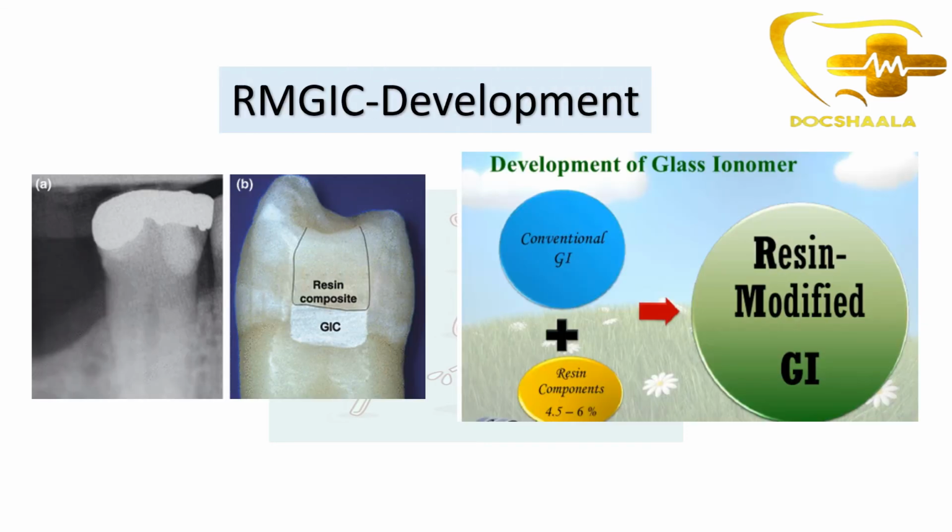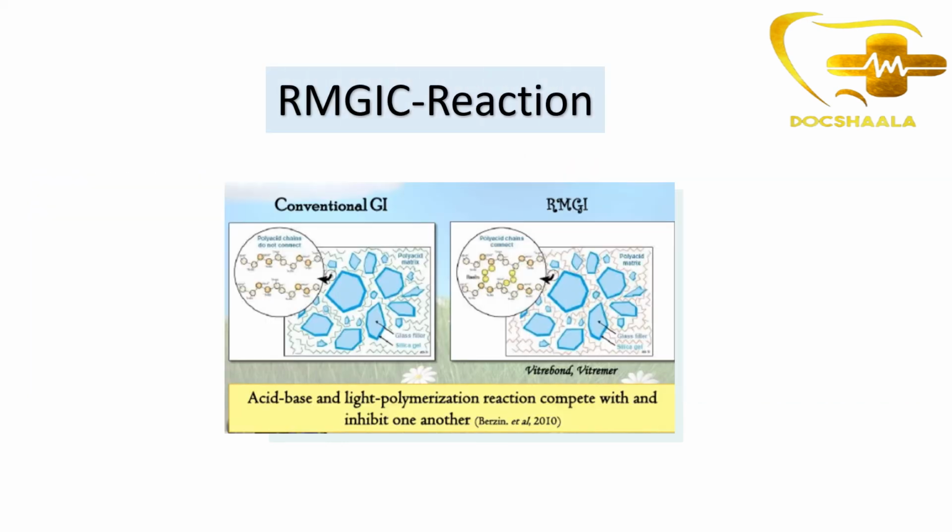In this slide you can see the development. Resin modified GIC is developed from conventional GIC. When it is added with resin components, 4.5 to 6%, we get resin modified GIC. Then coming to the reactions, the conventional GIC forms bonds like this, whereas resin modified GIC forms stronger bonds than conventional GIC. So it is most commonly used.